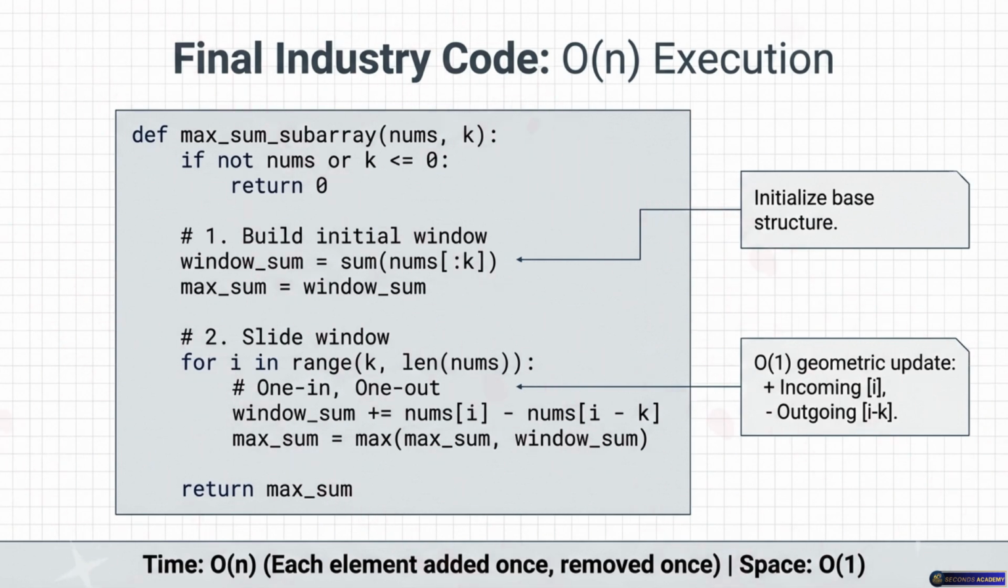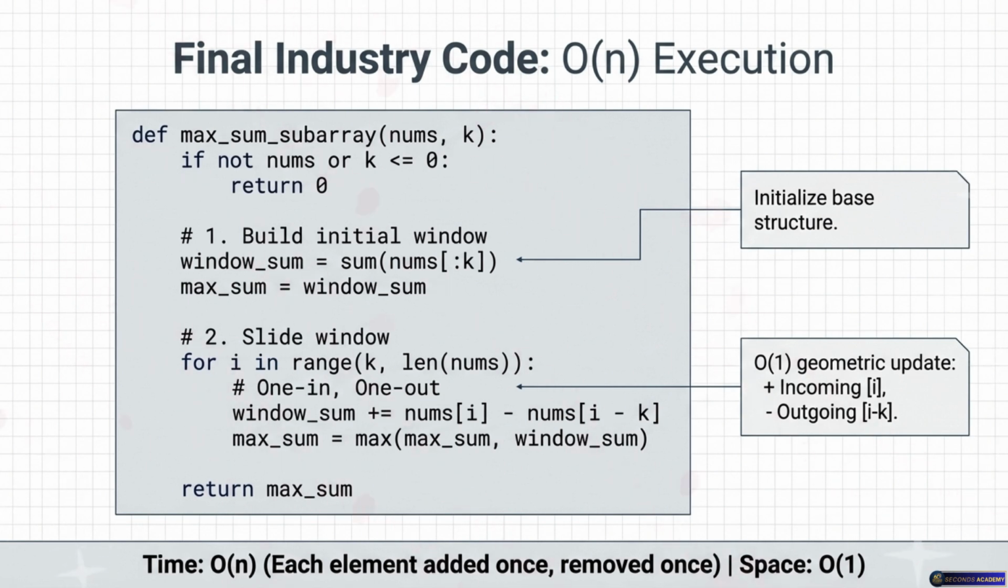Exactly. So let's actually dry run the final industry code using that single loop structure so it's crystal clear for everyone. Let's do it. Step 1, secure the edges. Always check edge cases. If the input array is empty or if k is less than or equal to 0, return 0. Right, never jump into core logic without securing the perimeter. Step 2, build the initial window. You can't slide a window that doesn't exist.